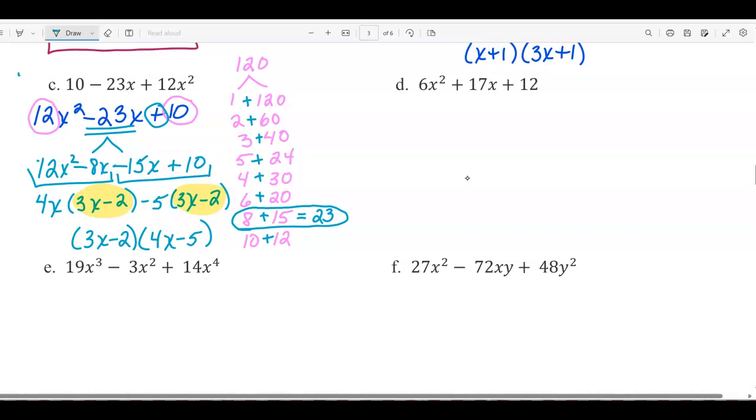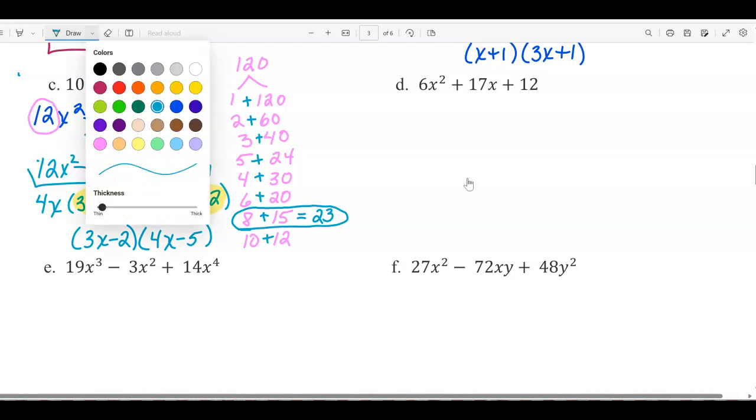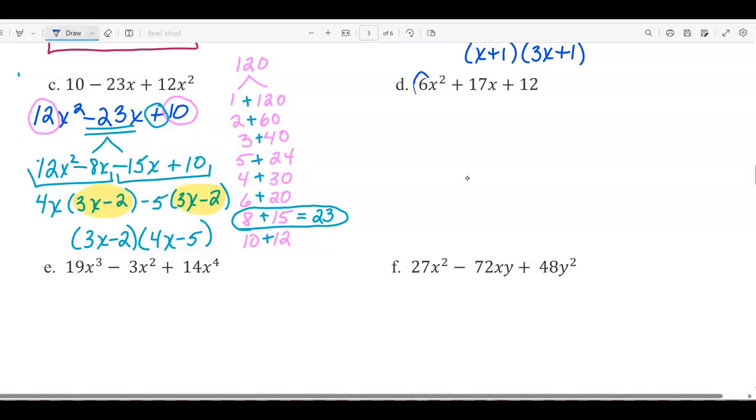Okay, lots of practice for this technique is needed. So part D, let's look at part D. Again, I'm multiplying the first number and the last number. When I do that, I get 72. I'm listing all the factors, and use a calculator if you need to. 1 and 72, and I'm trying to get two factors that add together to be 17.